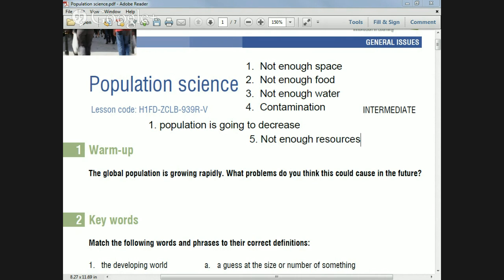Okay, Helena, what do you think? I agree with most students when they say we're not going to have enough resources, food, space, water, and so on. But I don't know about where you live, guys, but here in Brazil, if you observe the number of kids people have nowadays, and two or three generations ago, people had a lot more kids before.